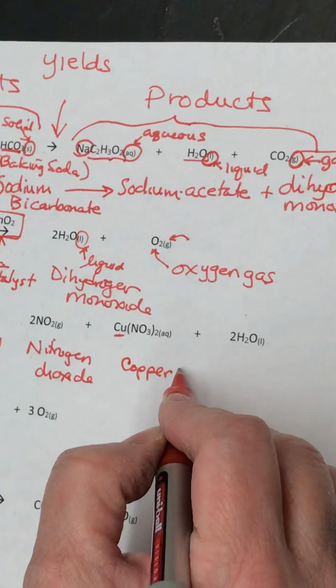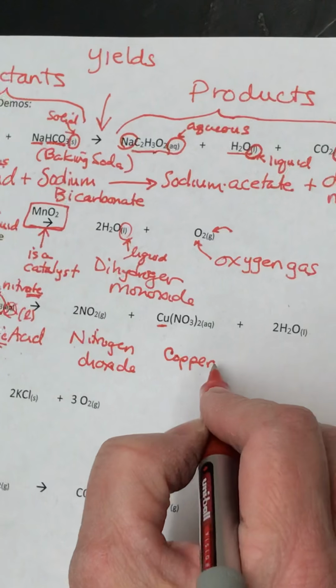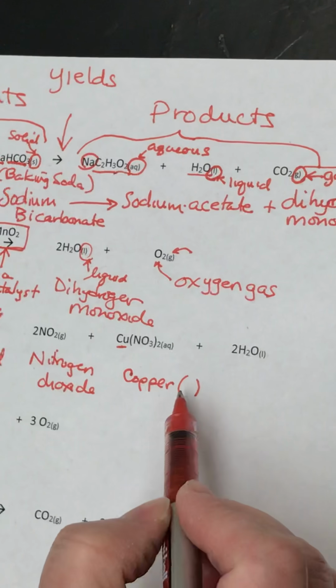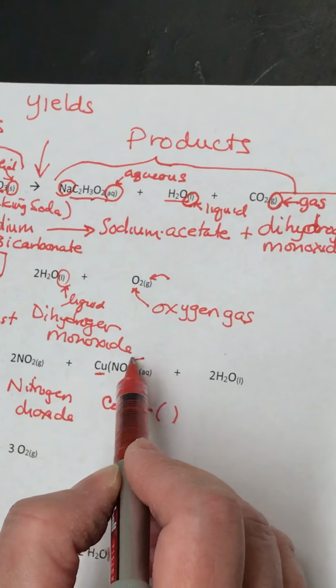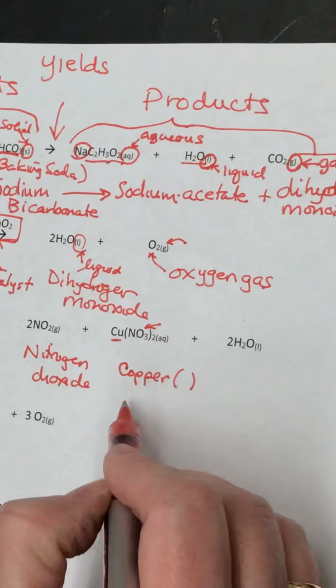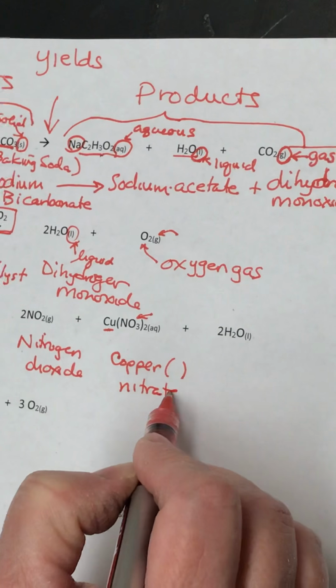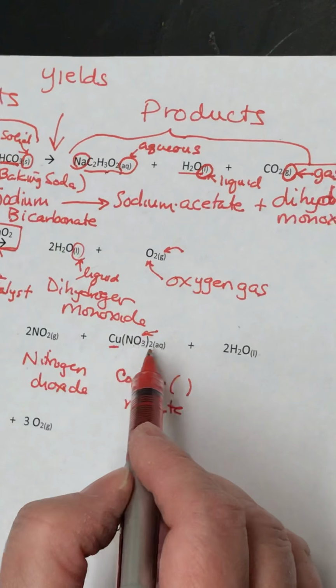And are you guys remembering that copper has multiple charges? So this time we need to use a Roman numeral. And the Roman numeral is dependent upon what our negative thing is. Our negative thing here is nitrate. That nitrate has a -1 charge, and there's 2 of them. So that means our copper is going to have to be a +2 charge.